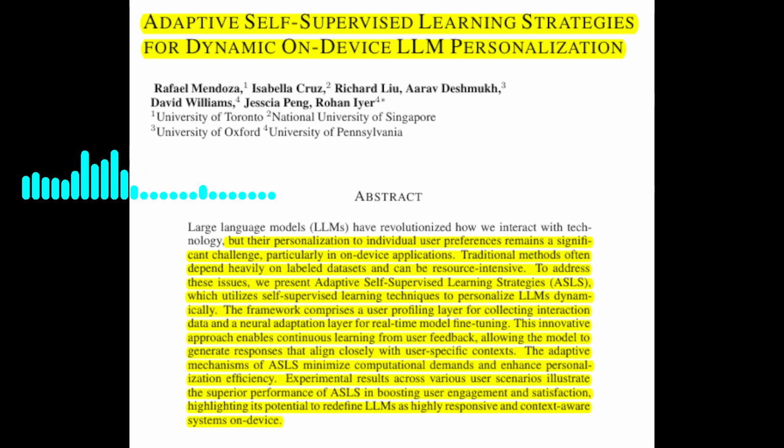What were the key takeaways from these studies? The ablation studies revealed that both the user profiling layer and the neural adaptation layer are crucial for ASLS's performance. The paper found that using only one of these components resulted in lower performance compared to using both. This highlights the importance of a comprehensive approach that combines user profiling with dynamic model adaptation.